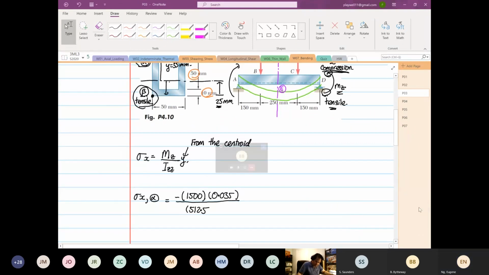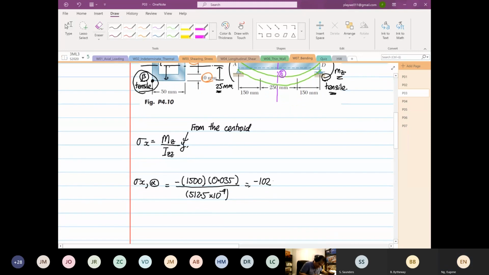So times 10 to the power minus 9. So this will be equal to 1500 times 0.035 divided by 512.5 times 10 to the power minus 9. So it's equal to minus 102.439 times 10 to the power 6 Pascal.